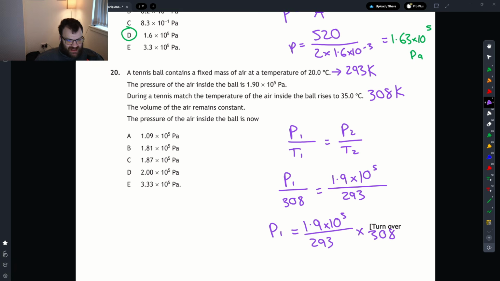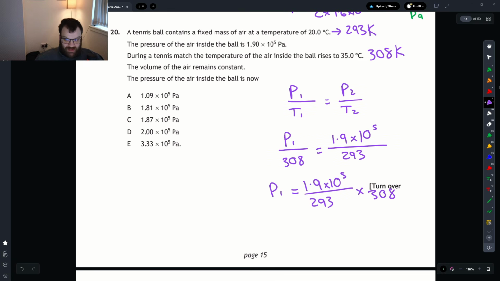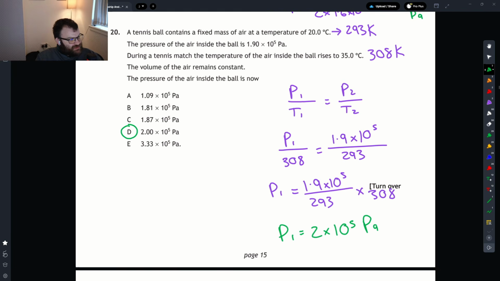If the temperature's rising, the pressure should go up. Think of heating up a tire, heating up a balloon, and it starts to expand. So I'm hoping that this number is going to be above the original. And that gives 1 point, well, it's going to round up to 2 times 10 to the power of 5 pascals, which matches answer D.